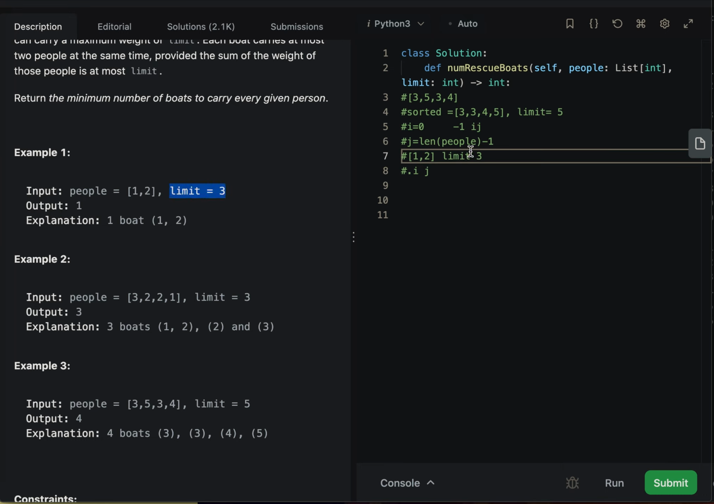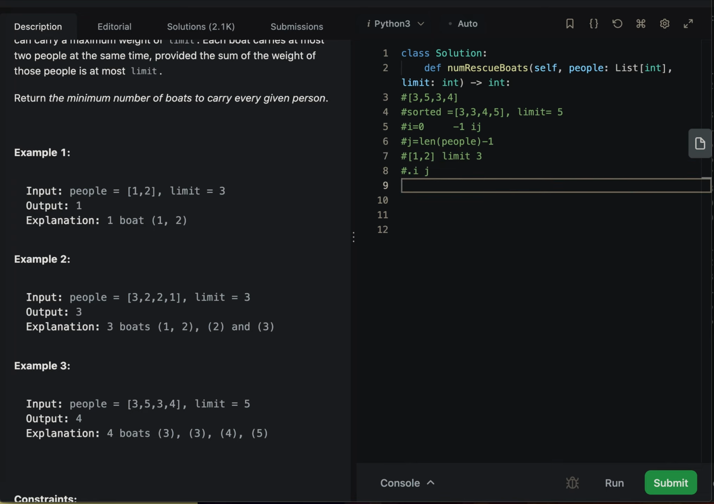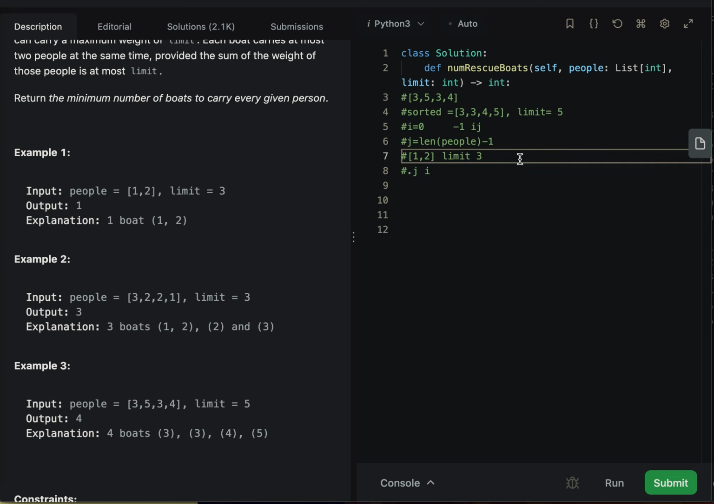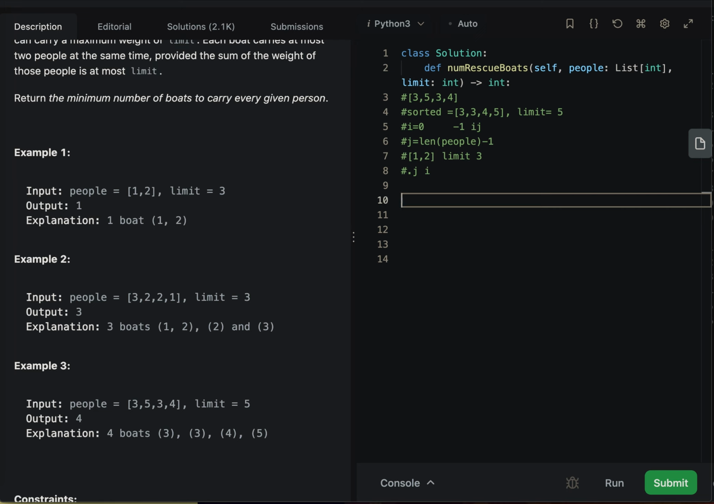Here the limit is 3. So in this, if the sum exceeds the limit, what I'm going to do is decrement j. So j would be here, and increment i, so i would be here, right? And our condition is i is less than or equal to j, so we come out of the loop, and the answer would be incremented by 1, and we return 1, right? Hope that makes sense. Okay, now let's go and code it up.